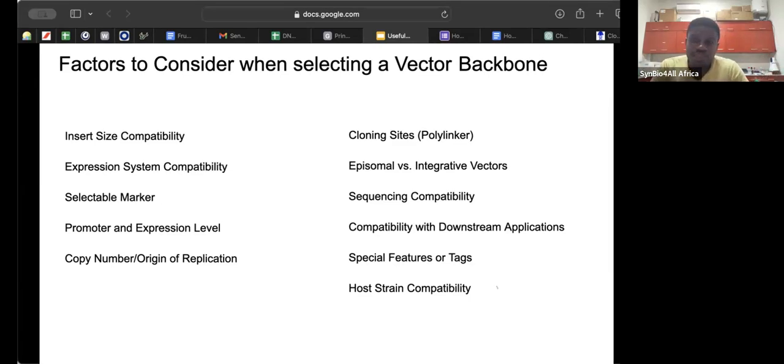Or I want a backbone with the ampicillin resistance gene, or a chloramphenicol one. Now, that depends on what you have in your lab. For example, in my lab, we have ampicillin, kanamycin, and chloramphenicol. So if I'm choosing a vector backbone to design anything, I have to look at this. I can't choose a vector backbone that has any other antibiotic, because then I have to go and buy it, and right now I don't want to buy anything. So I basically have to rely on what I have.